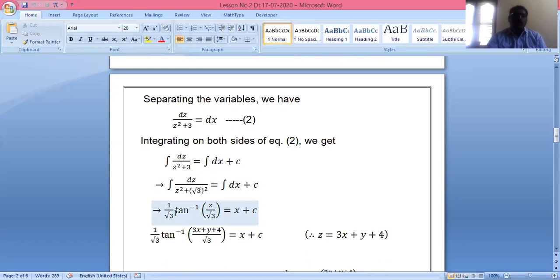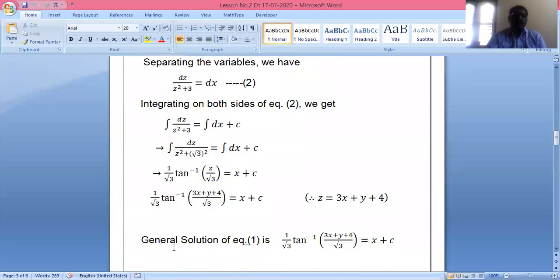That implies 1 by root 3 tan inverse of z by root 3 is equal to x plus c. 1 by root 3 tan inverse of 3x plus y plus 4 by root 3 is equal to x plus c, since z is equal to 3x plus y plus 4. Therefore, required general solution of equation 1 is 1 by root 3 tan inverse of 3x plus y plus 4 by root 3 is equal to x plus c.